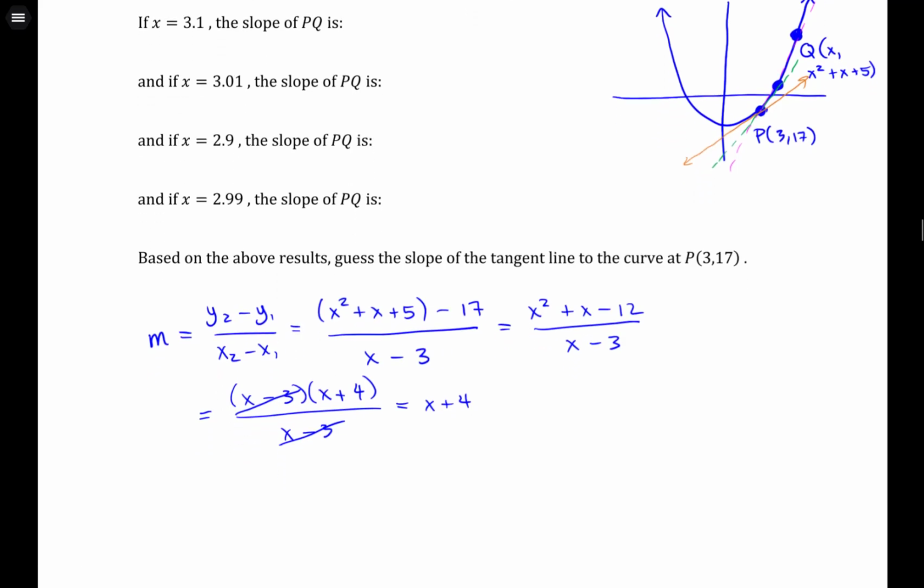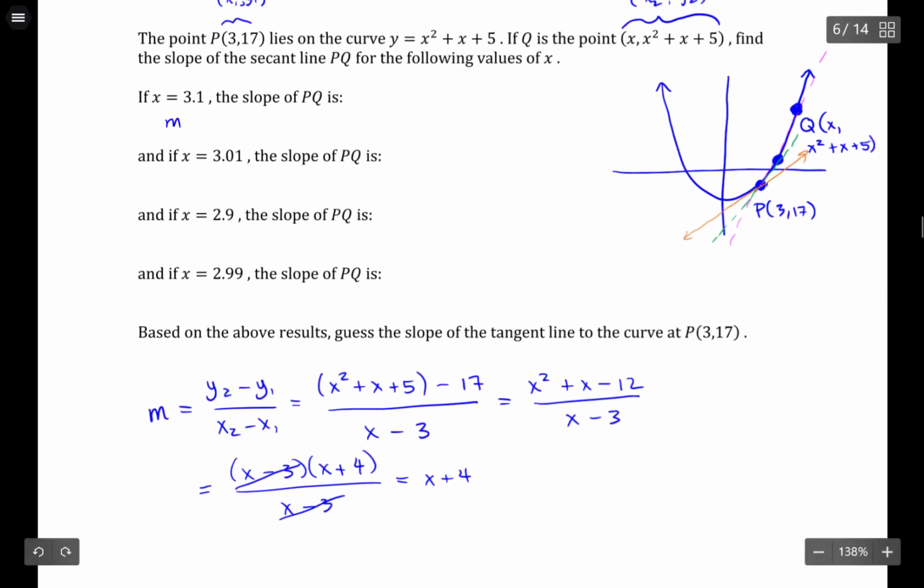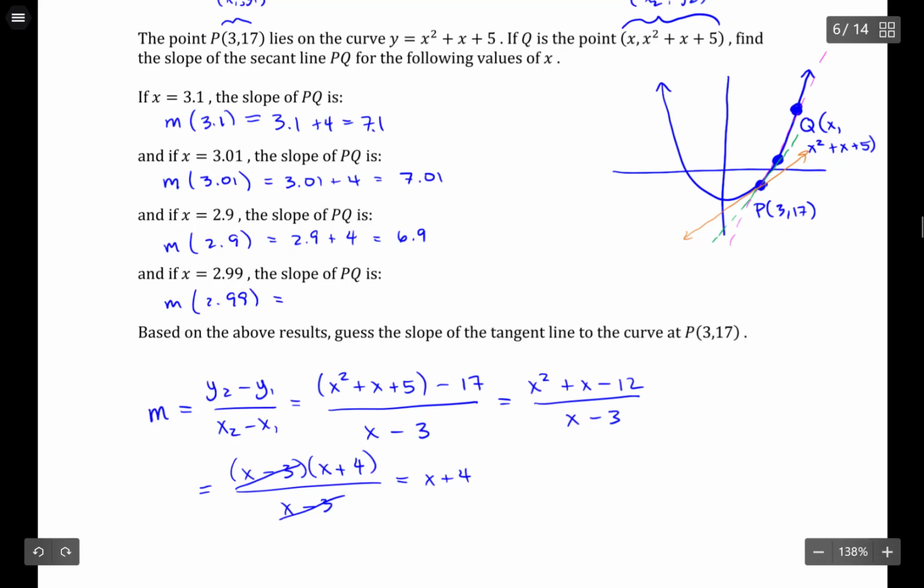So if I want to find the slope at different values, I would just plug in 3.1, and actually I don't really need the calculator here, it's just 3.1 plus 4, which is 7.1. The slope at 3.01 would be 3.01 plus 4, which is 7.01. The slope at 2.9 would be 2.9 plus 4, which is 6.9. And the slope at 2.99 is 2.99 plus 4, which is 6.99.